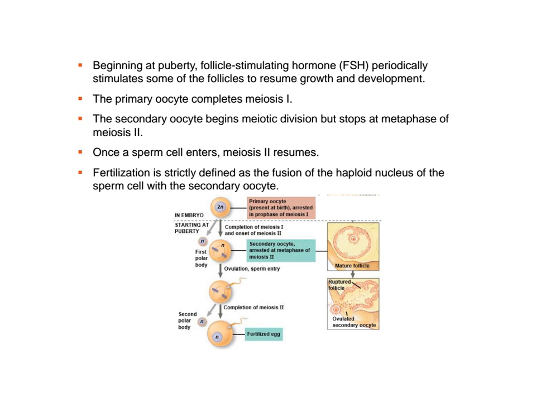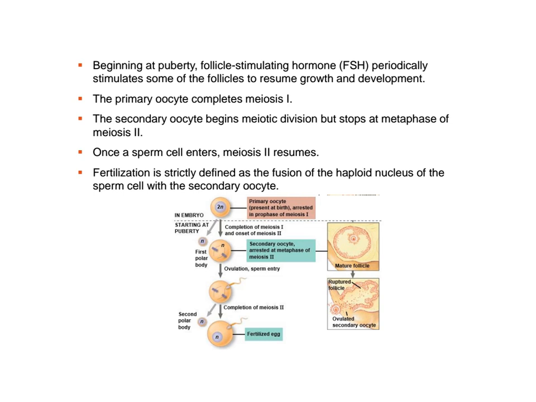Beginning at puberty, follicle-stimulating hormone, FSH, periodically stimulates some of the follicles to resume growth and development. Recall that the primary oocyte began meiosis 1 in the embryo. It now may complete meiosis 1 and become a secondary oocyte. So note that this now has the haploid number of chromosomes. So this would correspond to meiosis 1.